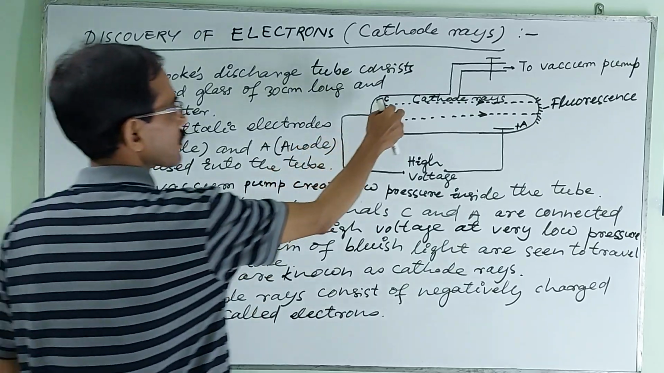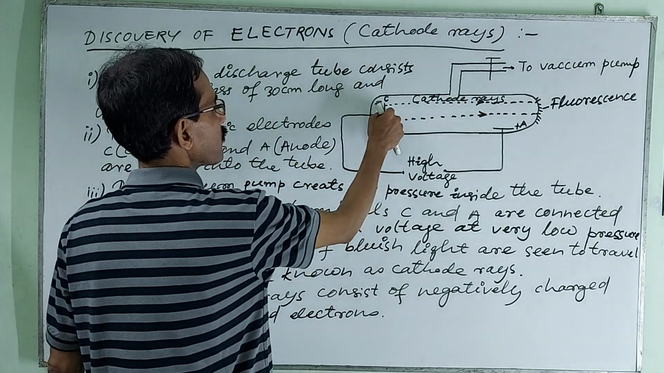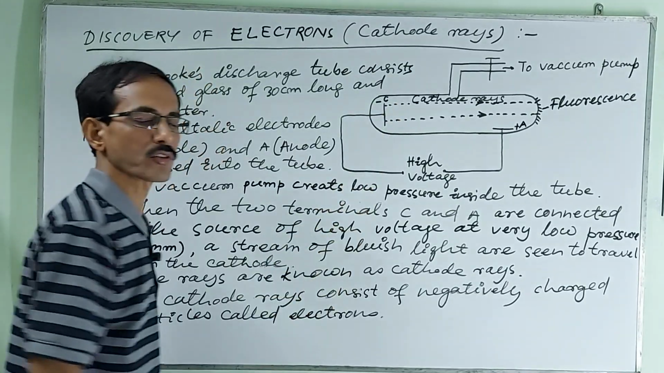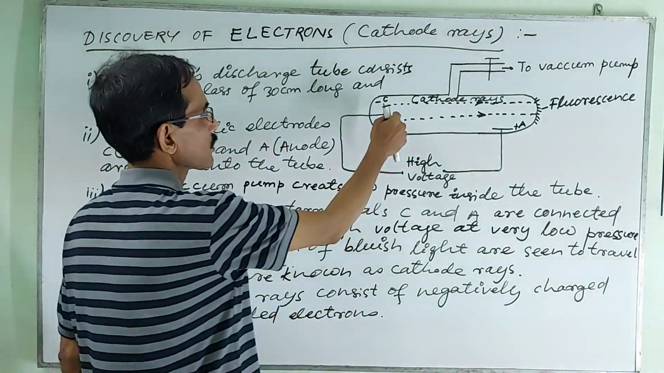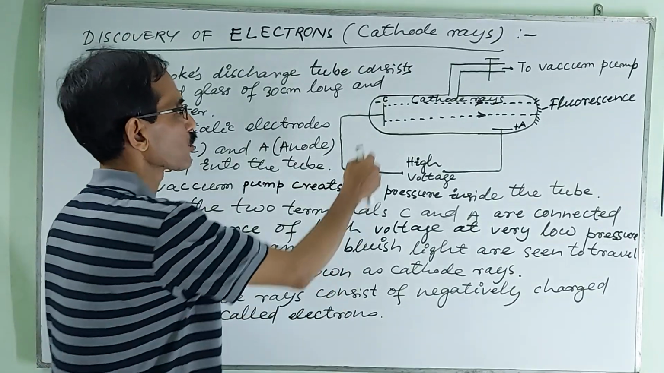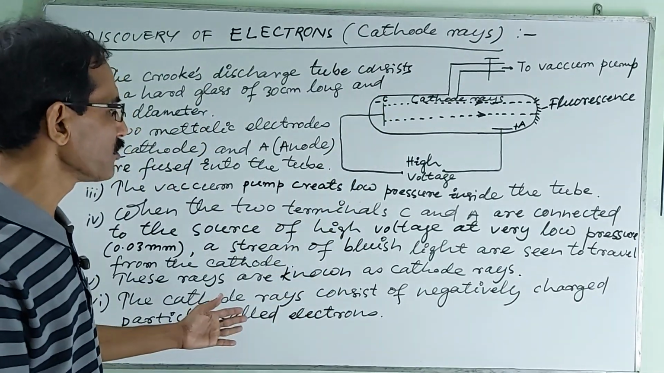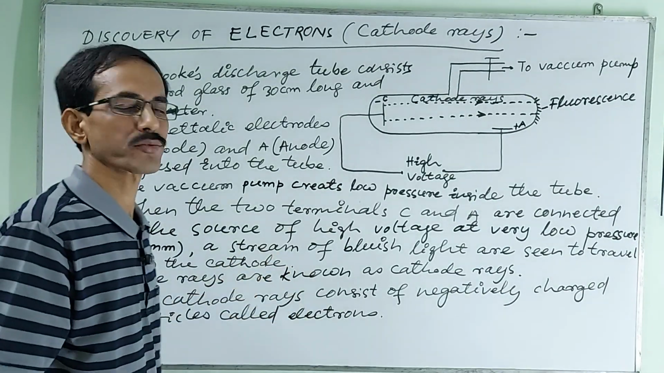These rays, because they are generated from the cathode, are called cathode rays, and cathode rays are nothing but fast moving electrons. Cathode rays consist of negatively charged particles. These negatively charged particles are called electrons.